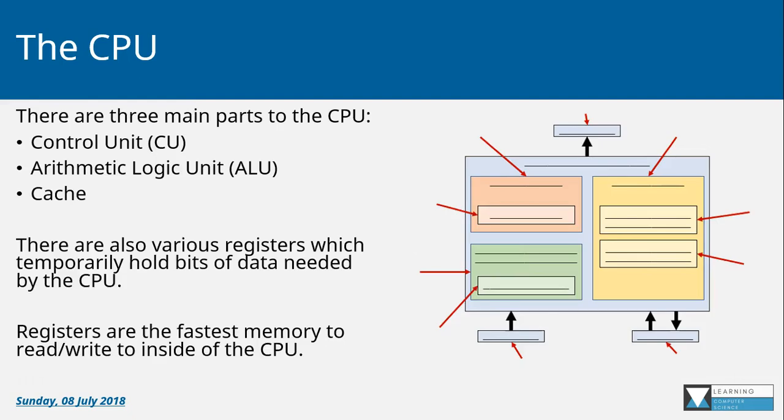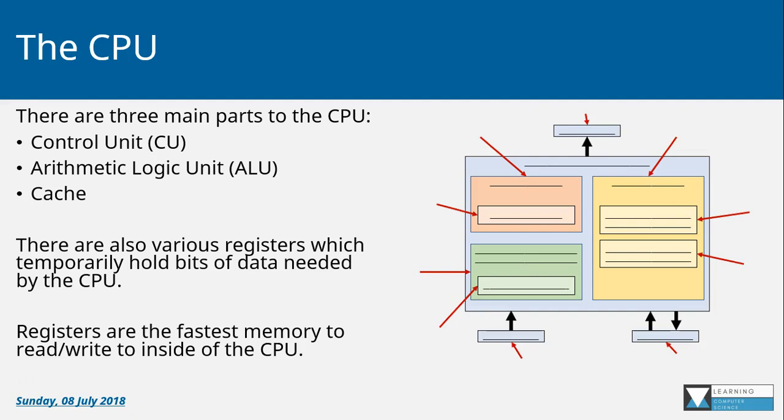Okay, so the three main parts of a CPU that you need to know are the control unit, the arithmetic logic unit, and the cache. These are the three main parts. Now for AQA you also need to know the clock and buses. We're going to briefly go on to those at the end of this video, but this is for both OCR and AQA GCSE.